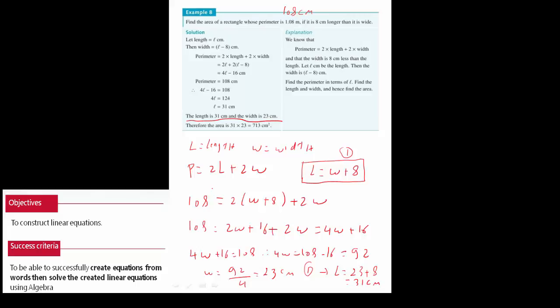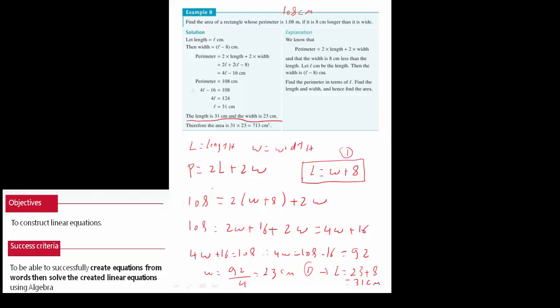Okay, now the other way is, if the length is 8 centimeters more than the width, then the width is 8 centimeters less than the length. And that's what they used here. So the width is the length less 8 centimeters. And instead of substituting L with its value, they substituted the width with its value. So they got the terms with only L as the variable. They got L, the length, and from the length, they got the width.